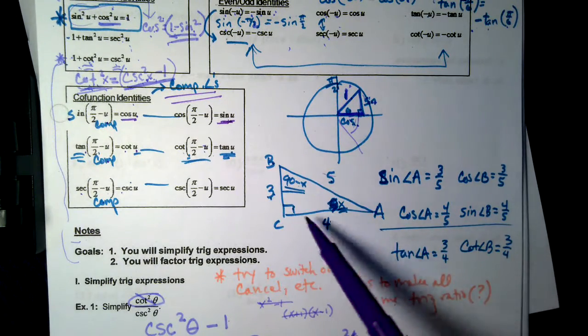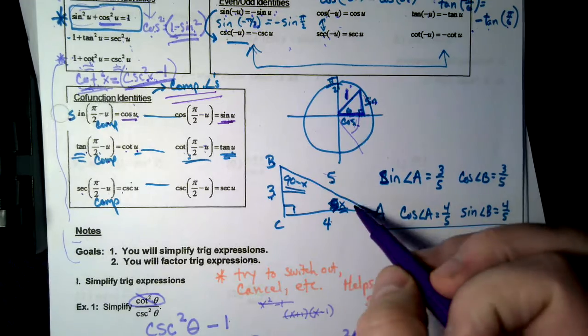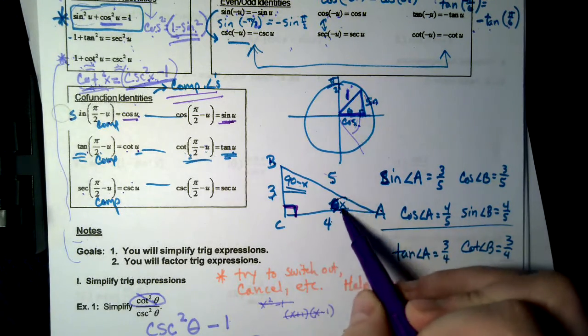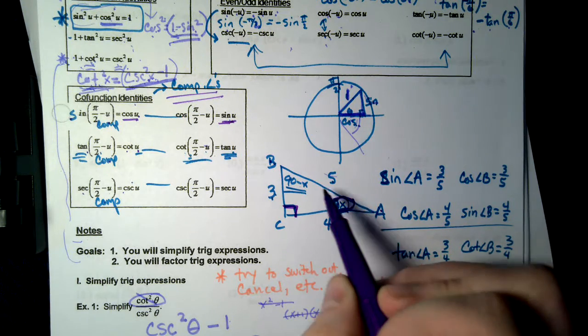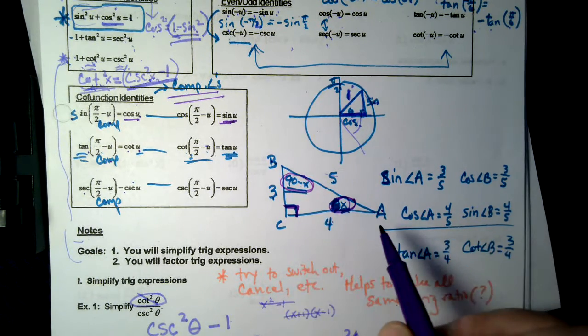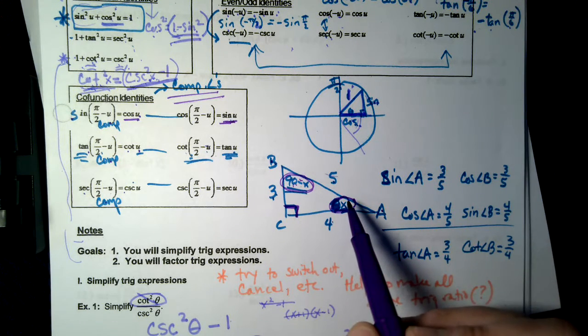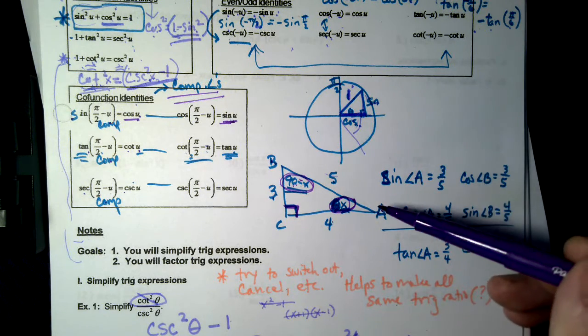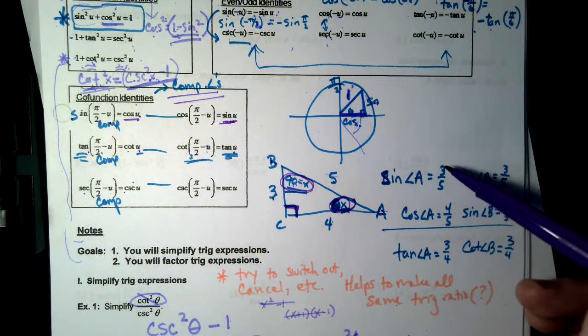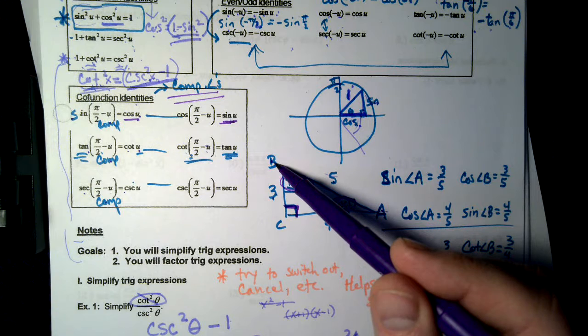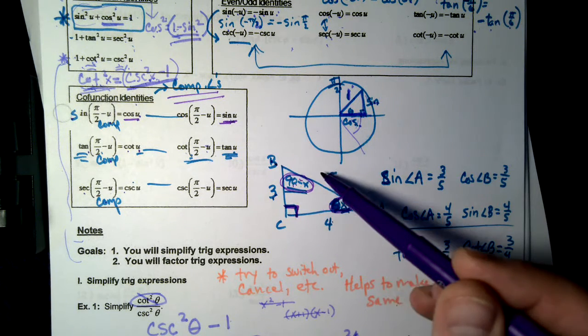3, 4, 5 triangle, ABC. If I have A here and B here, and this is 90 degrees, no matter what degree number this is, this number will be 90 minus x. These two have to add up to be 90. They are complementary angles every time. So the sine of angle A, 3 over 5, is going to end up equaling the cosine of angle B, 3 over 5.